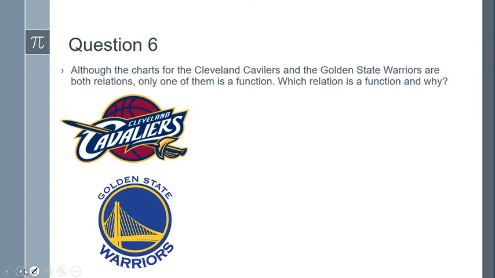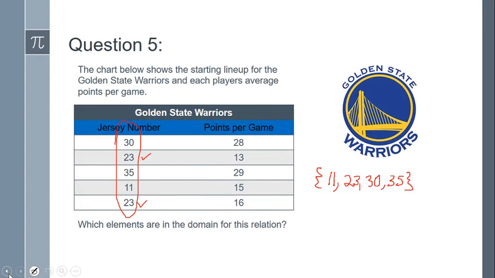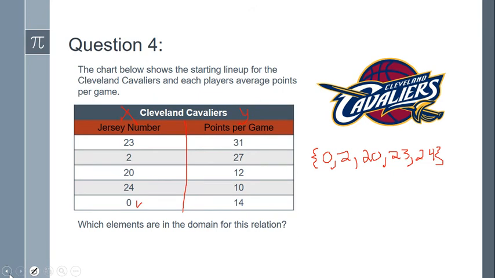All right, so now this last question is saying, although both of the charts that we were just looking at, for the Cavs and the Warriors, they're both relations, but only one of them is a function. Which relation is a function and why? All right, so let's back up and talk about what a relation is. A relation is any X and Y pairing, any pairing of a domain and a range. Any X with any Y, anything goes.